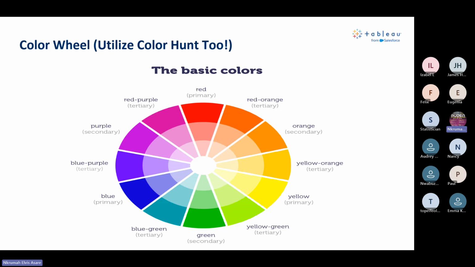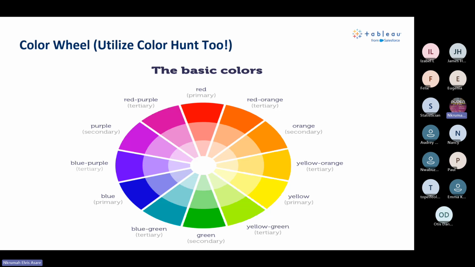So for example, if somebody chooses purple and the person chooses the red purple tertiary color, it would really not bring a difference for people to see. But if you are able to use a primary color which has great contrast, people will be able to have a clearer look or a better look at your dashboard.